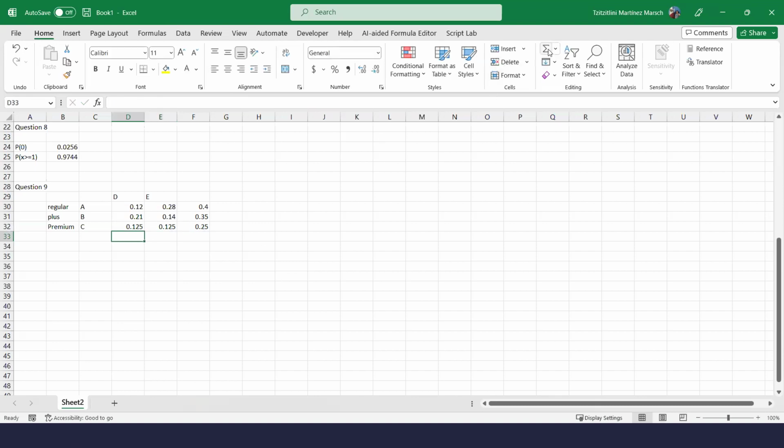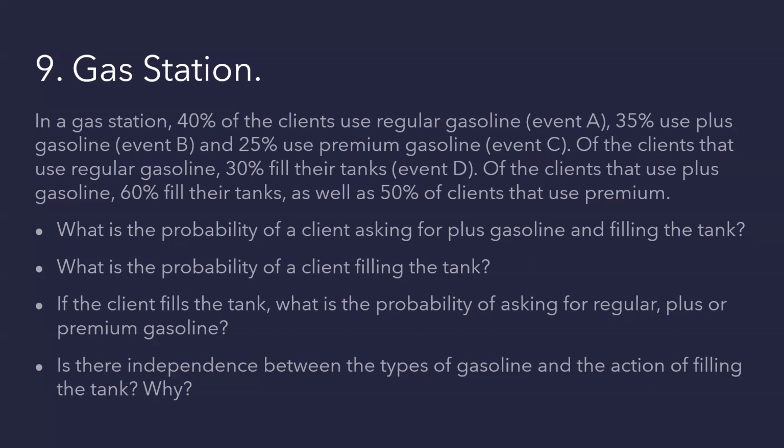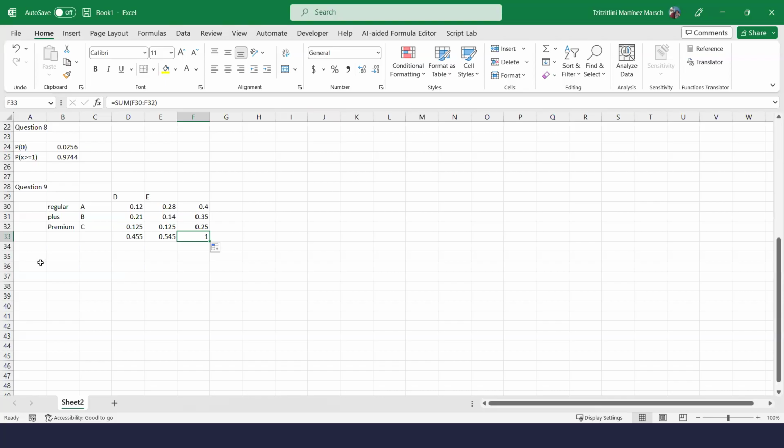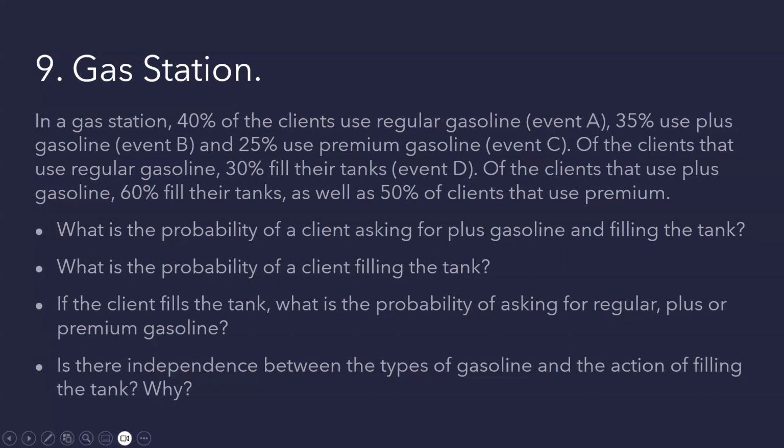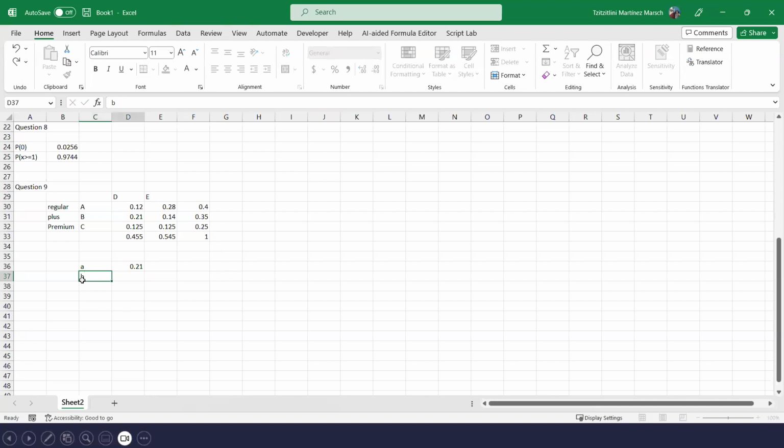And we can sum it up. Okay, that's one. Perfect. Then the question is, what is the probability of a client asking for plus gasoline and filling the tank? So plus gasoline and filling the tank, that would be this intersection of 0.21. Okay, so let's go ahead and put A, and it'd be this one, just so that later you can check it. Then what is the probability of a client filling their tank? Okay, so B, of filling my tank.